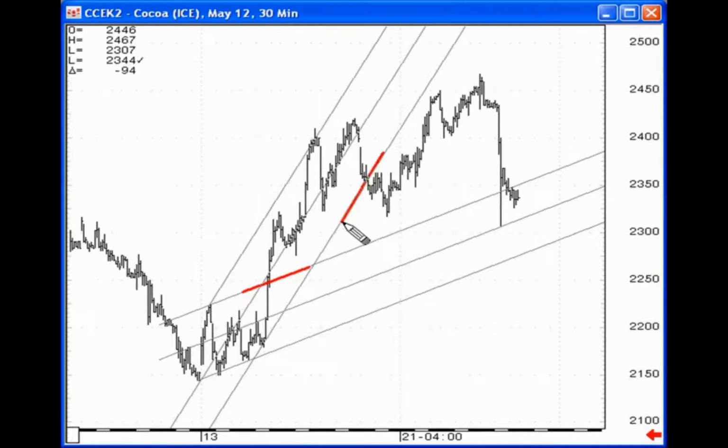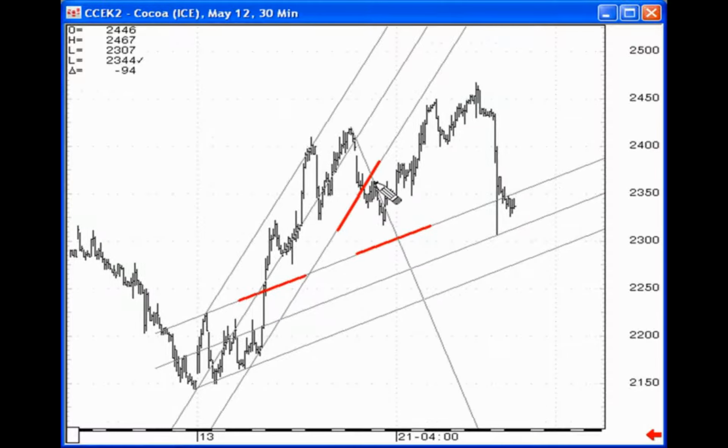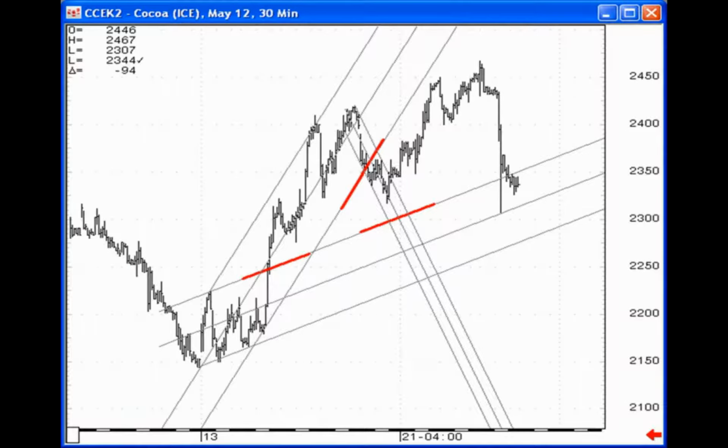Notice the break here. That signals that wave 3 is indeed done and that wave 4 is underway. Okay, we didn't come all the way back down to the upper boundary line of the base channel here for support. But let's go ahead and draw this channel here. Very small, very sharp deceleration channel. Penetration of the upper boundary line of that channel right here signals that wave 4 is complete and that you're working the fifth wave move to the upside.